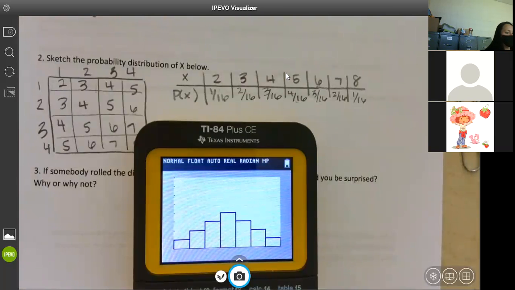All right, and then what's your range on this one? 2 to 8. That's it. Okay, so that's what they're trying to get you to describe.